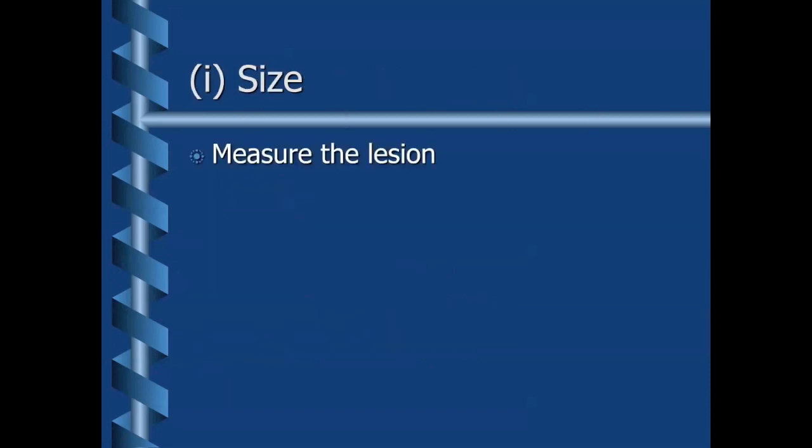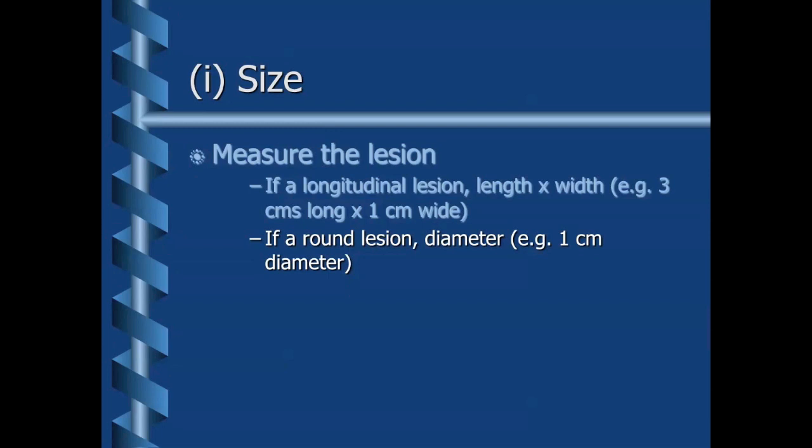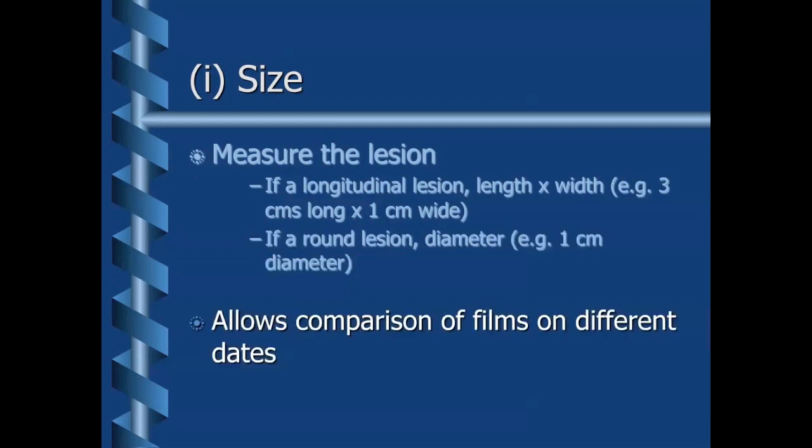The first one is the size, so essentially you just measure the lesion on the X-ray. If it's a longitudinal lesion, you give the length and width, for example 3 centimetres long by 1 centimetre wide. If it's just a round lesion, then you just give a diameter. For example, if it was a round lesion, you might just say it's 1 centimetre in diameter.